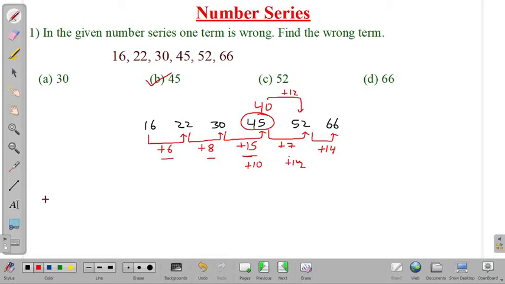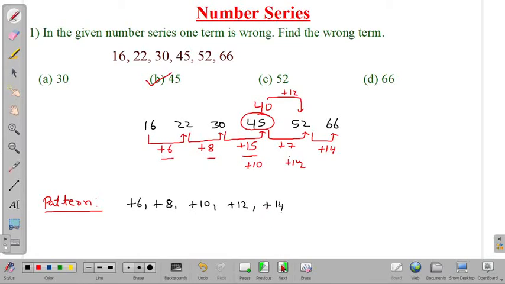And what is the logic here? If we see the pattern, all the terms are increasing. It starts from plus 6, then plus 8, plus 10, plus 12 and plus 14, right? So this is the correct pattern.